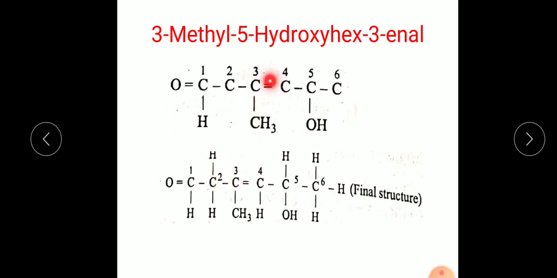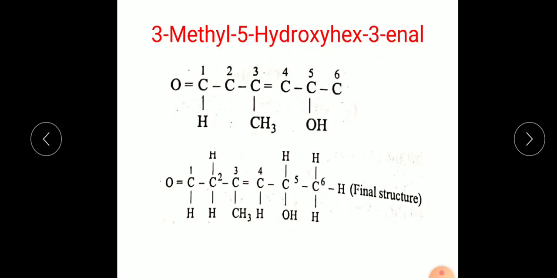In this one, it already has 4 bonds, no need to add. In this case we have got 2 and 3, so 1 hydrogen gets added. Now in this carbon number 5 we have got 3 bonds, so 1 hydrogen gets added. And lastly over here it has got only 1 bond, so 3 hydrogens get added. So this is the final structure of 3-methyl 5-hydroxy hex-3-en-al. Got it? So these are the steps for how we can write down the structural formula from the given IUPAC name.